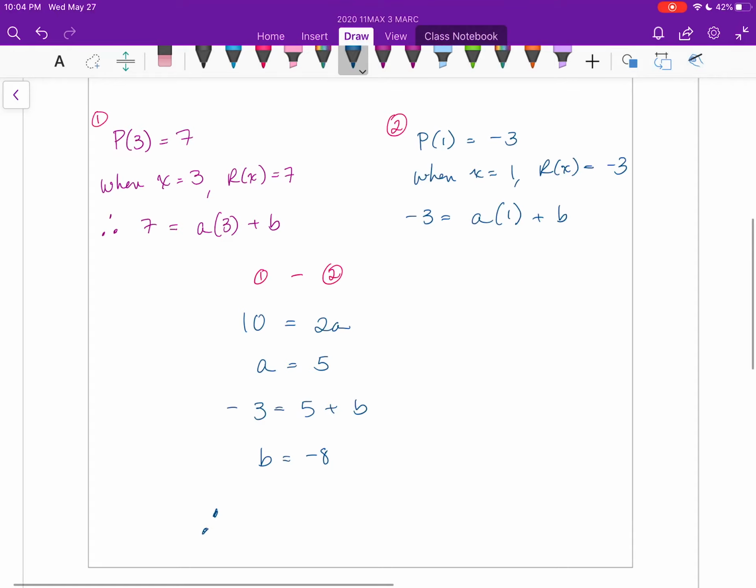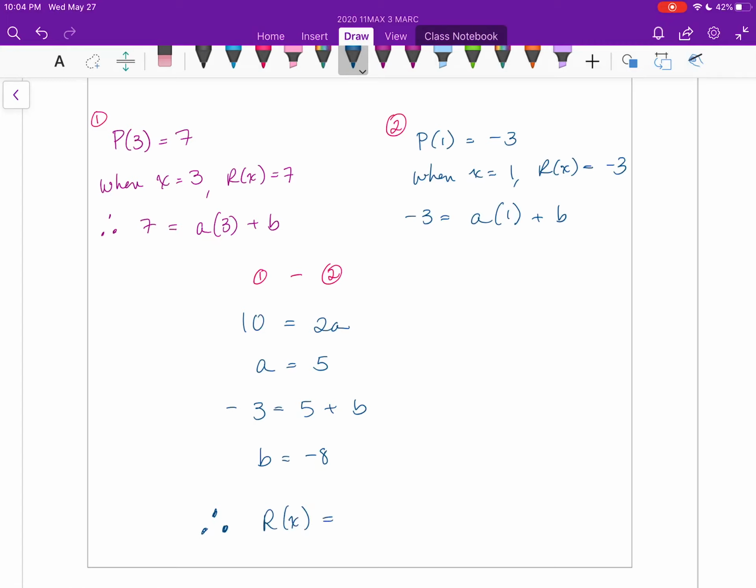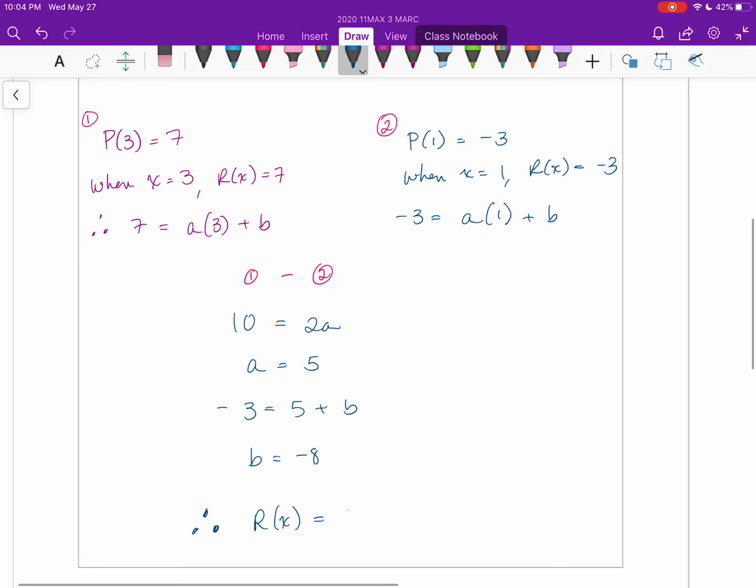So restate the answer. As in, therefore, they asked us to find r of x, so therefore r of x is this linear result of 5x minus 8, which is what they asked us to find.